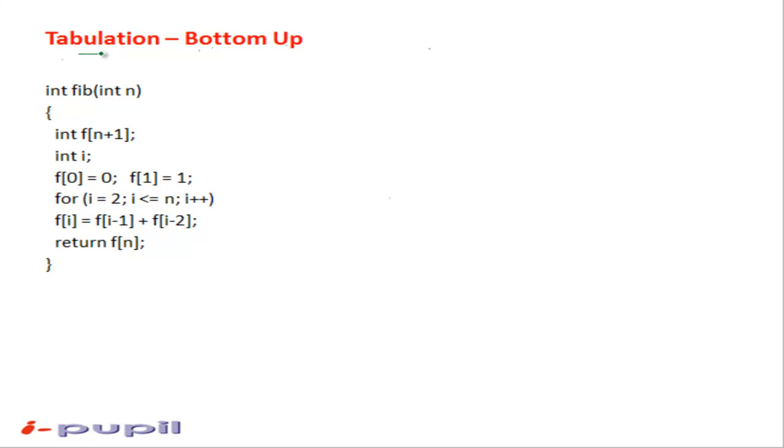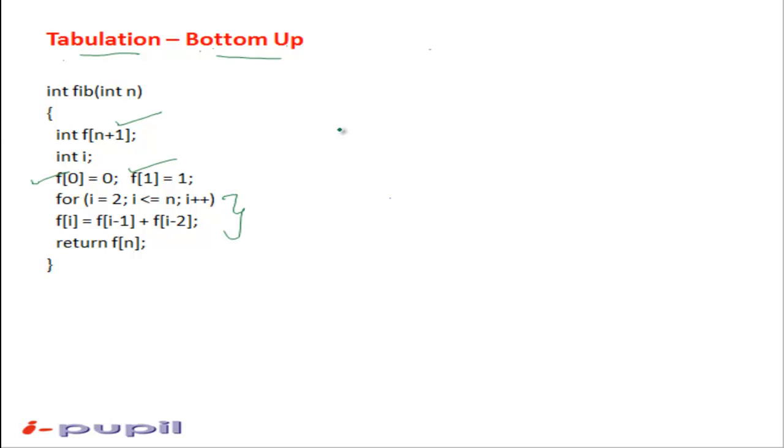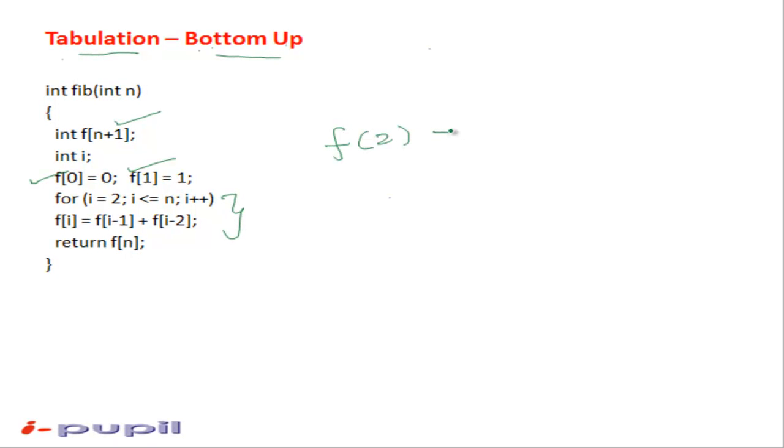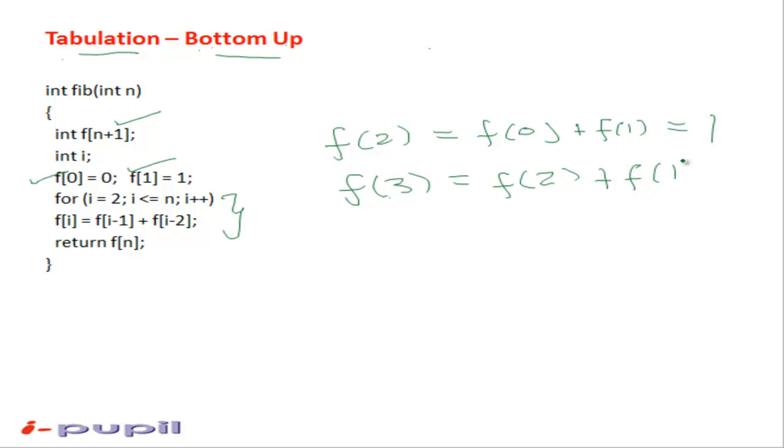Next, we study the tabulation approach, which, unlike the memoization technique, is a bottom-up approach. Here also we build a table. We first initialize Fibonacci of 0 as 0 and Fibonacci of 1 as 1. For the rest of the values, we iterate through a loop as shown. Thus, Fibonacci of 2 becomes equal to Fibonacci of 0 plus Fibonacci of 1, which is equal to 1. Similarly, Fibonacci of 3 becomes equal to Fibonacci of 2 plus Fibonacci of 1, which is equal to 2. Fibonacci of 4 comes out to be equal to 3, and Fibonacci of 5 becomes equal to 5. This process continues till we reach n.